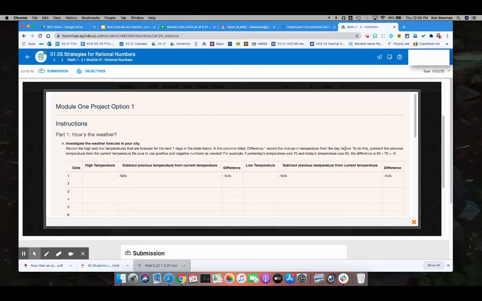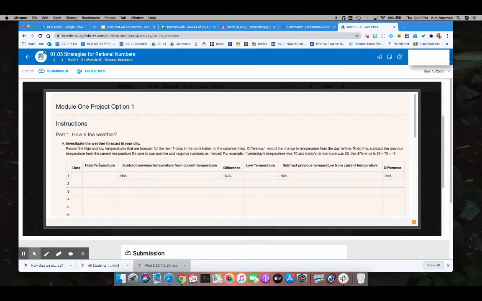Now that's because the temperature dropped. Okay, so if your temperature is dropping, you should get a negative change. If it's going up, you would get a positive change. So you write your high temperatures here, your low temperatures here. The reason they've got NA in these, that means not applicable, is because there's nothing to compare it to before for the first day. So you're not going to have a difference or a subtraction.